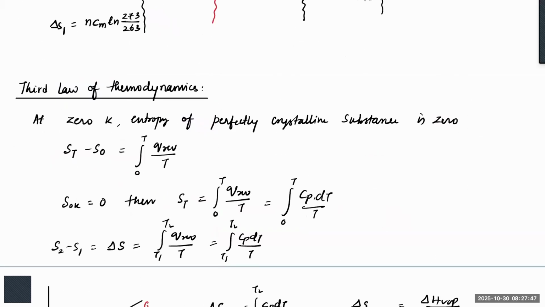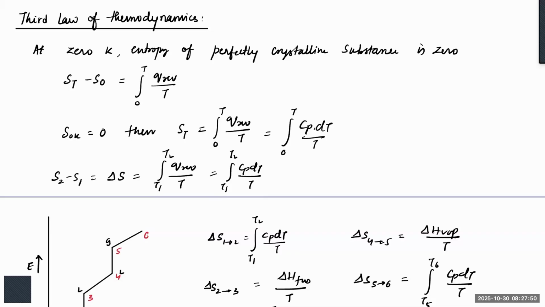Right. Next, let's talk about the third law of thermodynamics. At 0 kelvin, the entropy of a perfectly crystalline substance is 0. That is, S of T minus S of 0 is equal to the integral from 0 to T of Q reversible by T. And S at 0 kelvin is equal to 0 for a perfect crystal. Then S total will be equal to the integral from 0 to T of Q reversible by T.